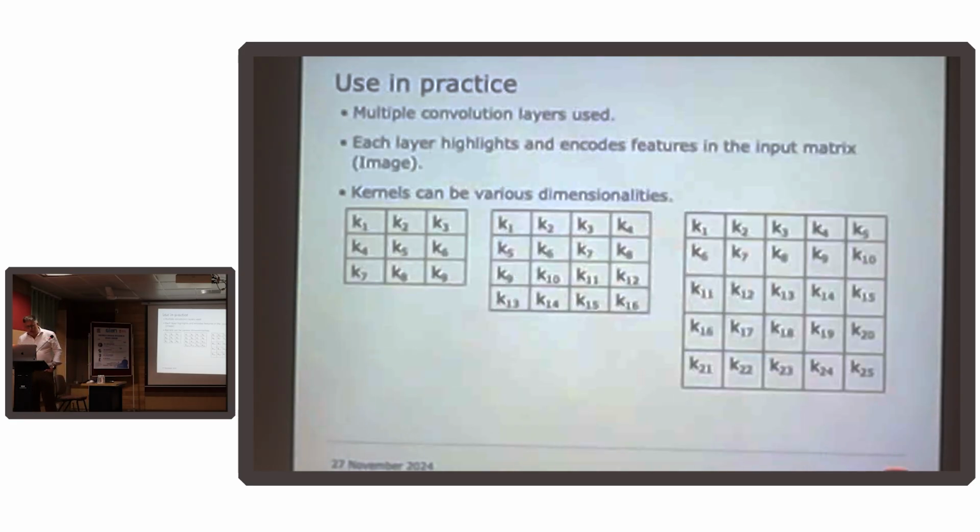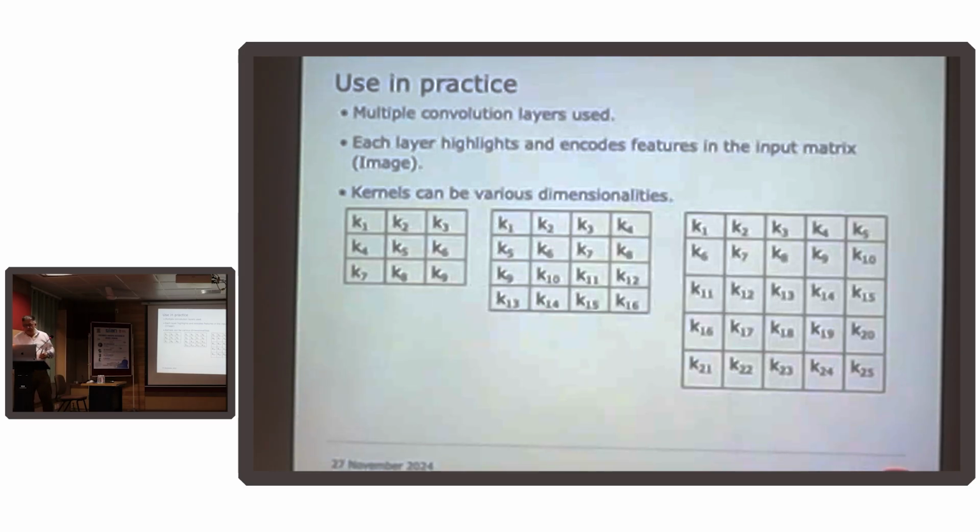Now, our kernels can be various sizes. We can have a 3x3, a 4x4, a 5x5. The bigger the kernel, the longer it'll take, but potentially the more detailed and accurate the encoding we get, because we can represent trends over bigger areas if we use a bigger kernel.